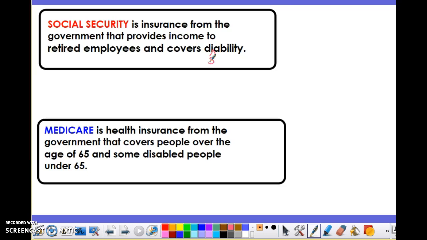What we're paying for right now, when we contribute money out of our paychecks to Social Security and to Medicare, is actually paying for people that are retired right now. That's where that money goes. So when we retire, whoever's working, when they pay into Social Security, the government is using that money for us when we need it.